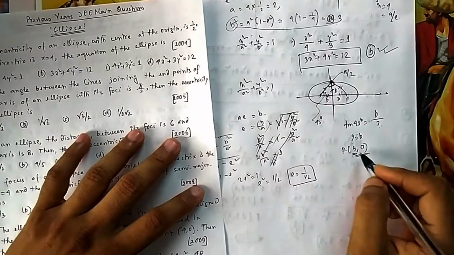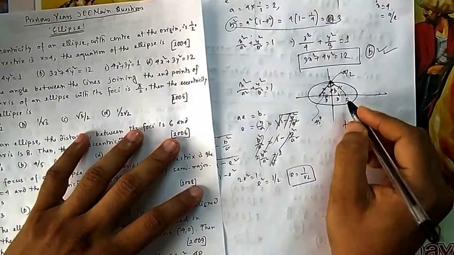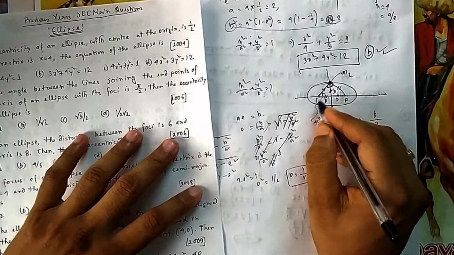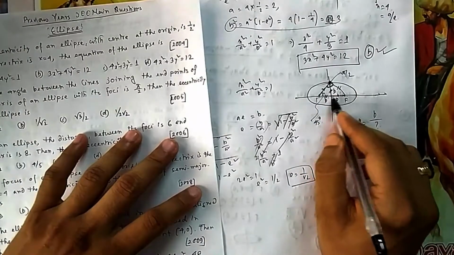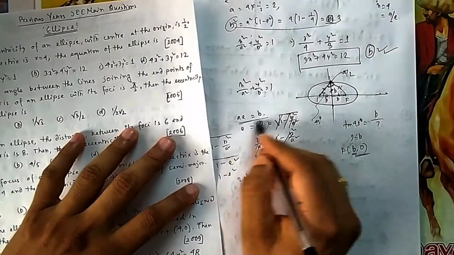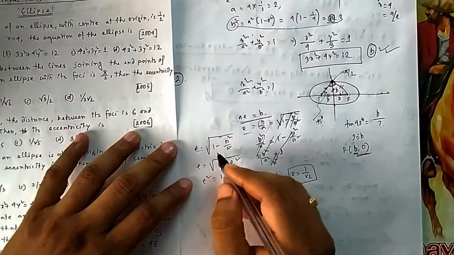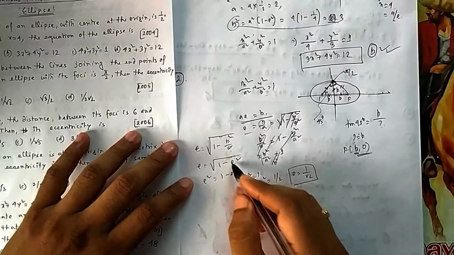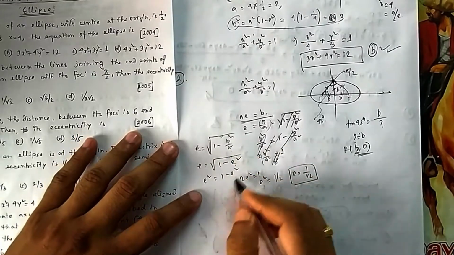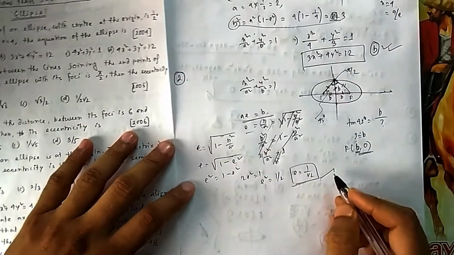What is this length? This length is the focus distance, both are foci. So it is ae. We know this distance is ae. So ae is becoming b here. Now they are asking the value of e. So we know the formula of e, and b by e is already ae. So you put it there, take whole square, and you will find e equal to 1 by root 2.